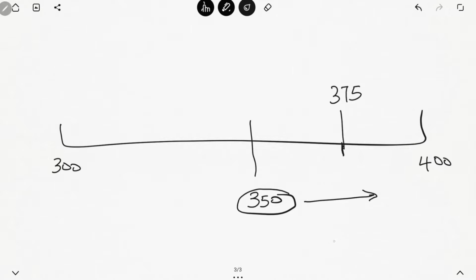It's more than the halfway point. 375 is closer to 400. So if you were to round 375 to the closest 100, you should see that it would be approximately 400. All right, let's look at another one.